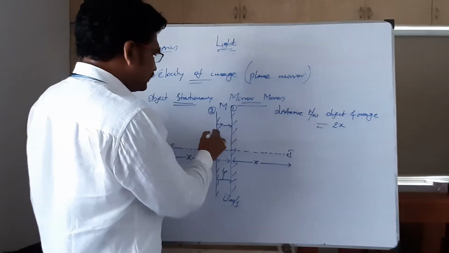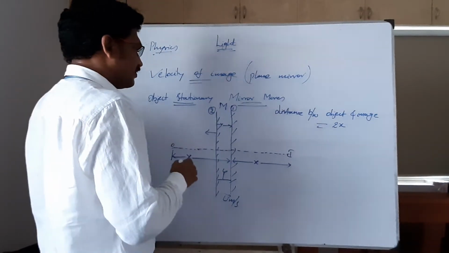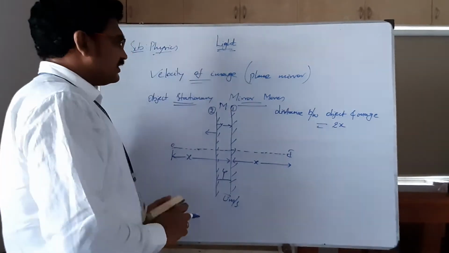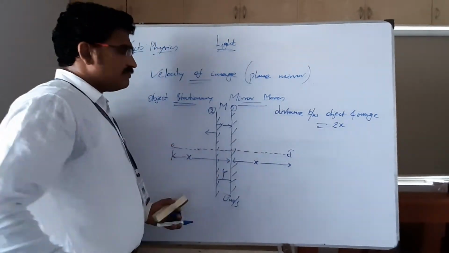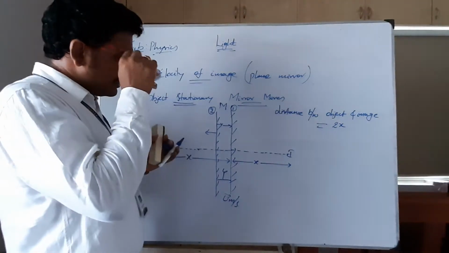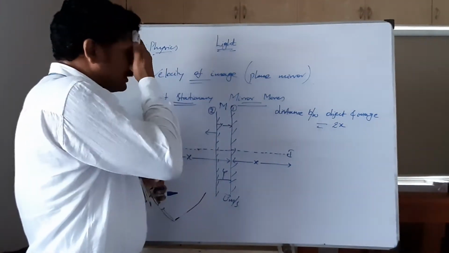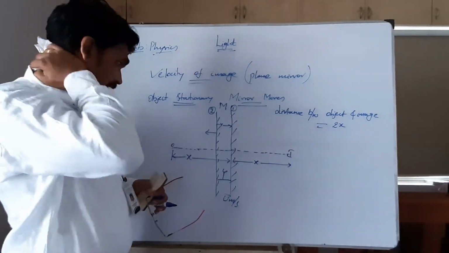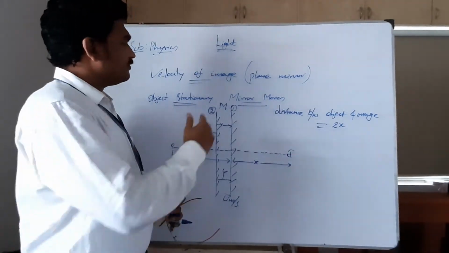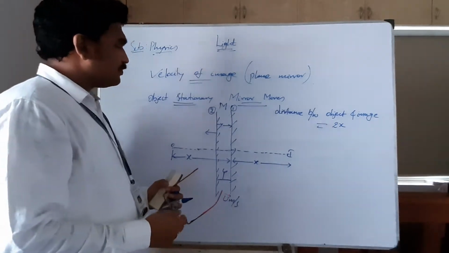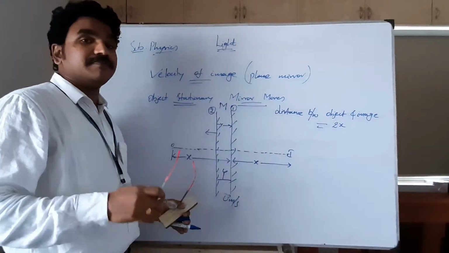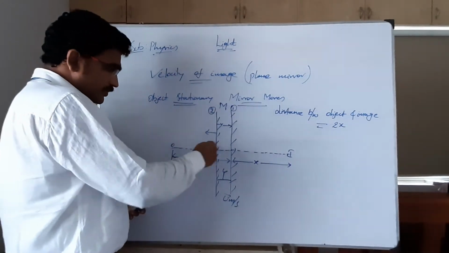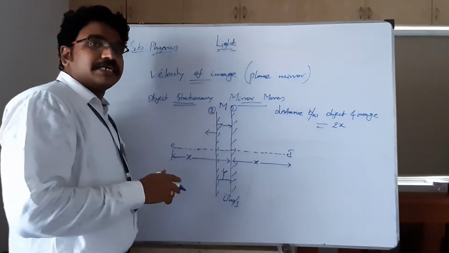So this is the direction of the mirror. The mirror is moving in this direction with what velocity? u meter per second. And how much has it shifted from its first position? It has shifted a distance of y meters from its first position with a velocity u meter per second.